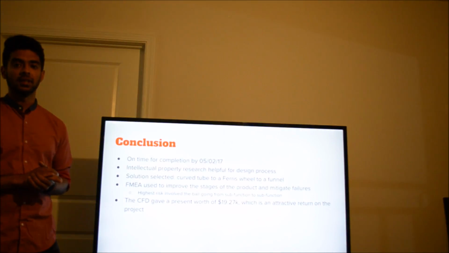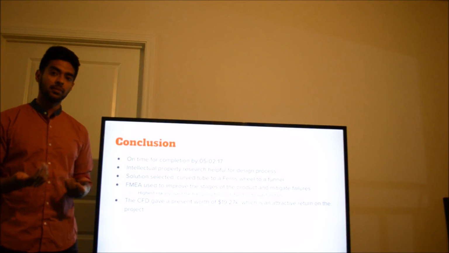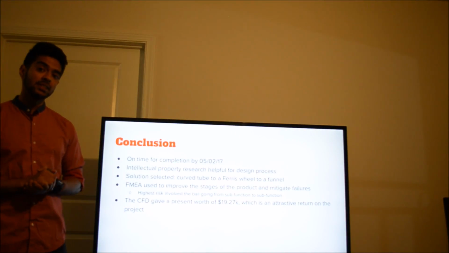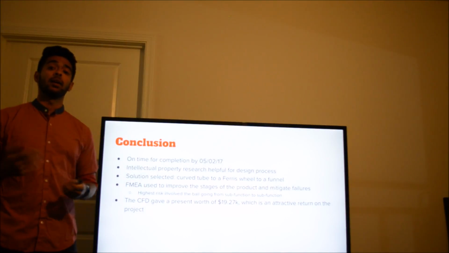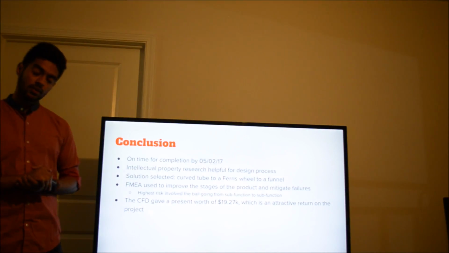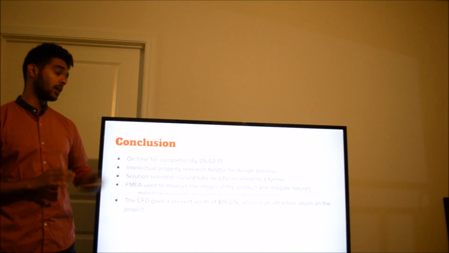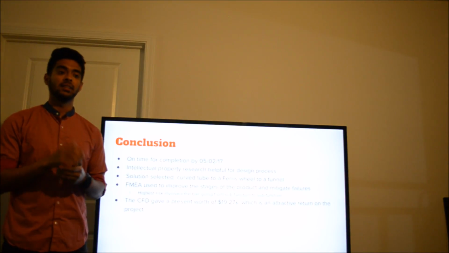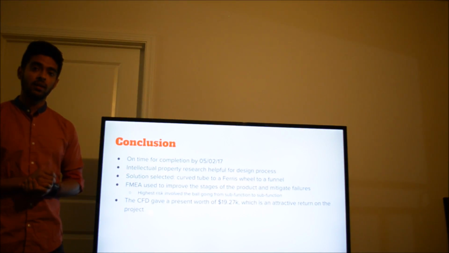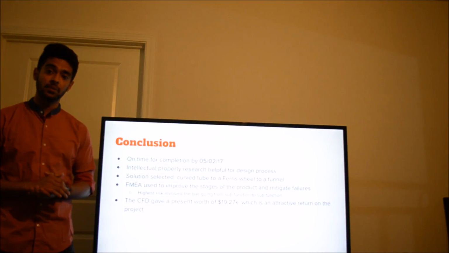So in conclusion, we're still on time to finish the project by the 2nd of May. We incurred some slippage, but we're confident that we can make that up in the prototyping stage. The intellectual property search helped us finalize what we could and could not do with our design, and then we used those ideas in the concept generation and selection tables, and came up with the final solution of a curved tube that leads to a Ferris wheel, that leads to a funnel that lets the ball exit. We used FMEA to figure out where the design was most likely to fail, and then came up with solutions to fix those failure points.